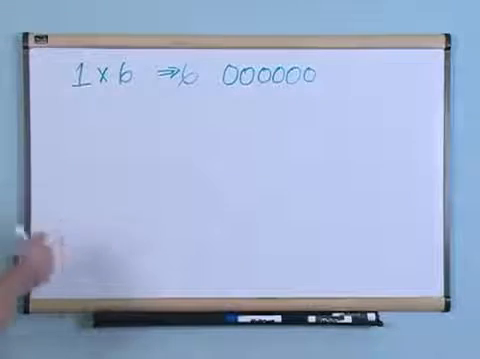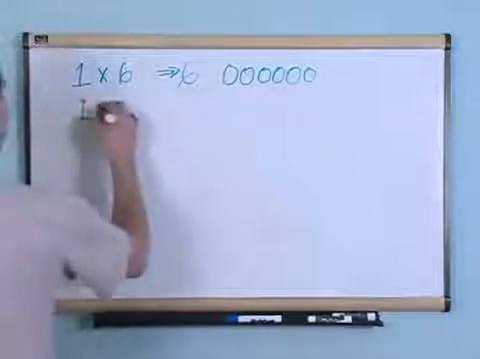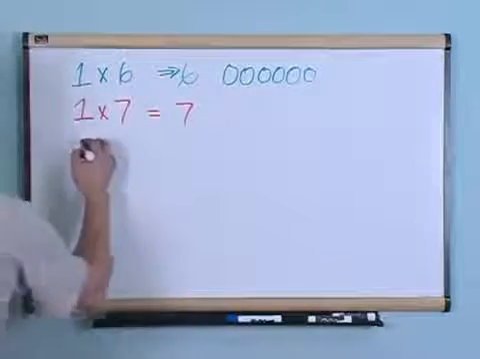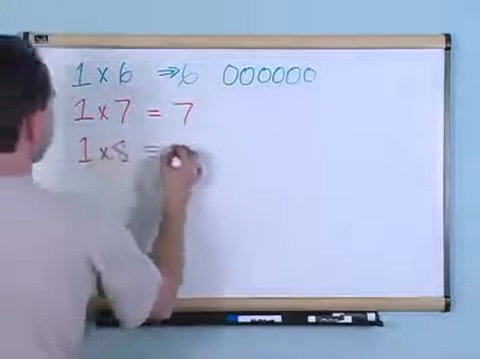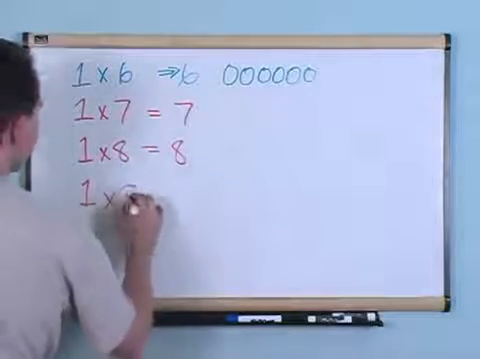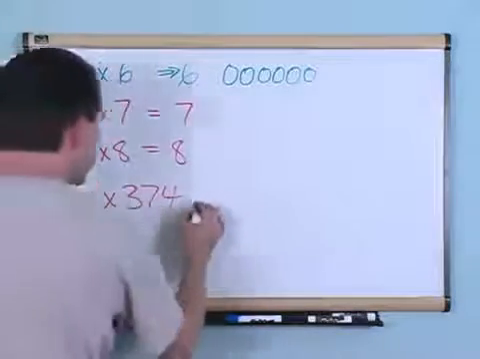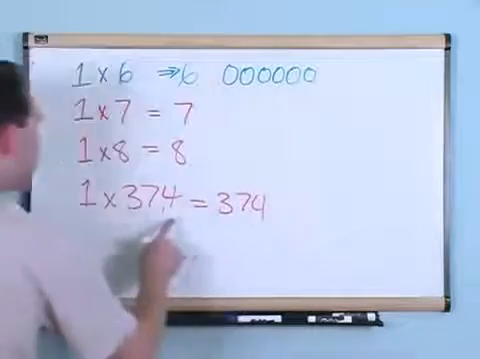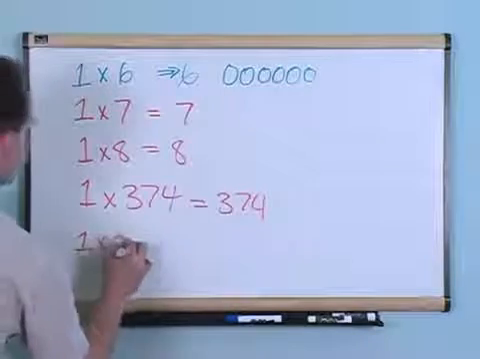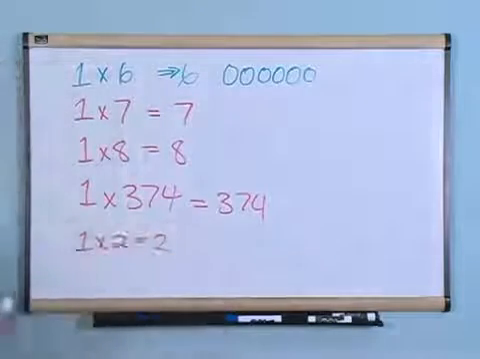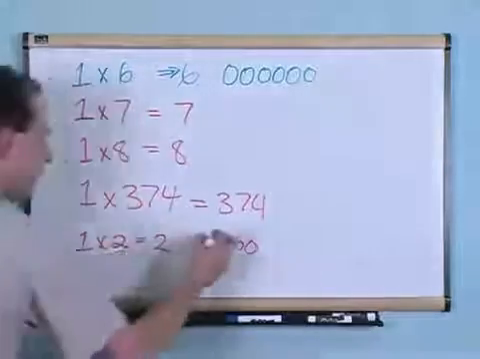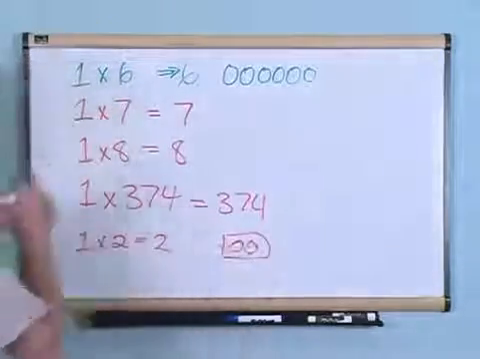Anything times 1 is itself. So 1 times 7 is 7, okay? 1 times 8 is 8, okay? 1 times 374 is 374. Anything times 1 is just itself. 1 times 2 is equal to 2, okay? And that's just because you have one group with two things in that group. So when you add them up, you just get 2.